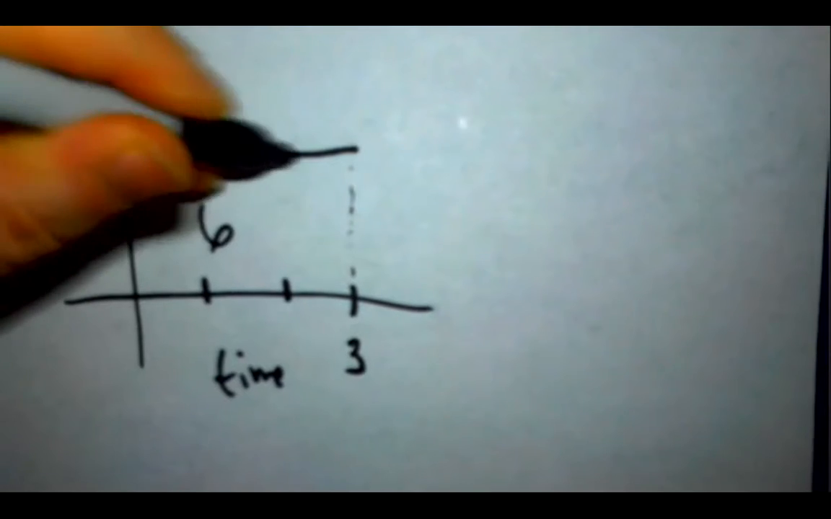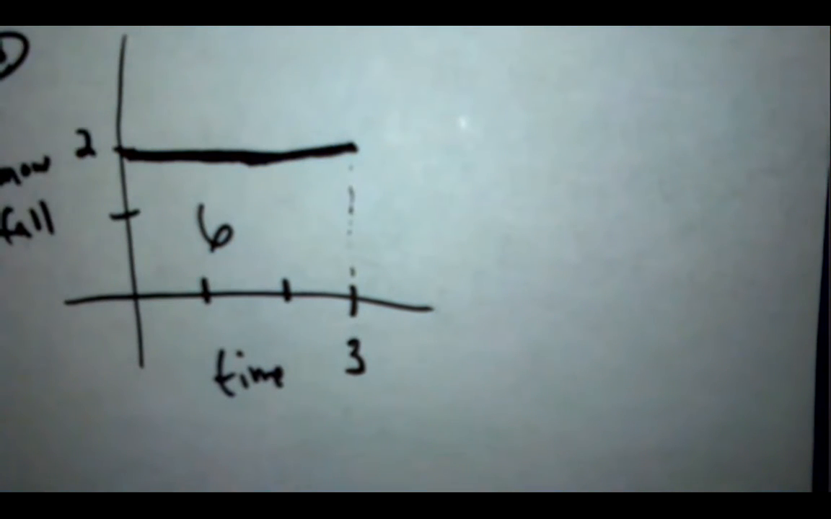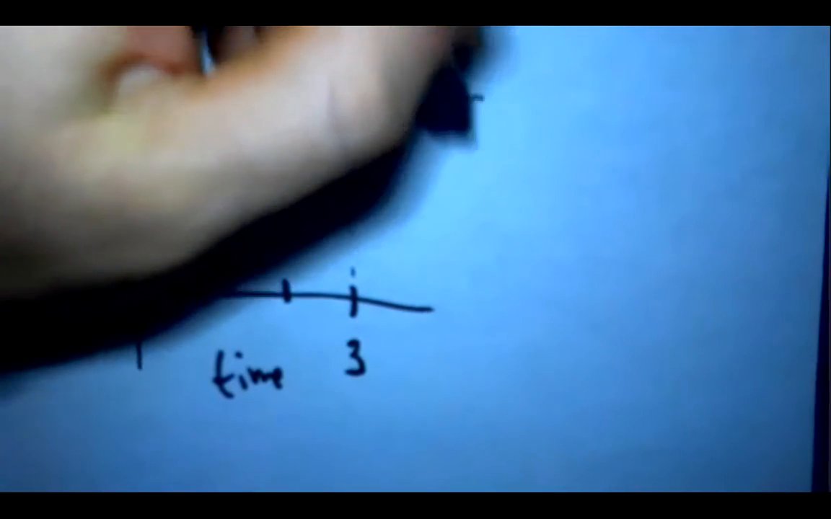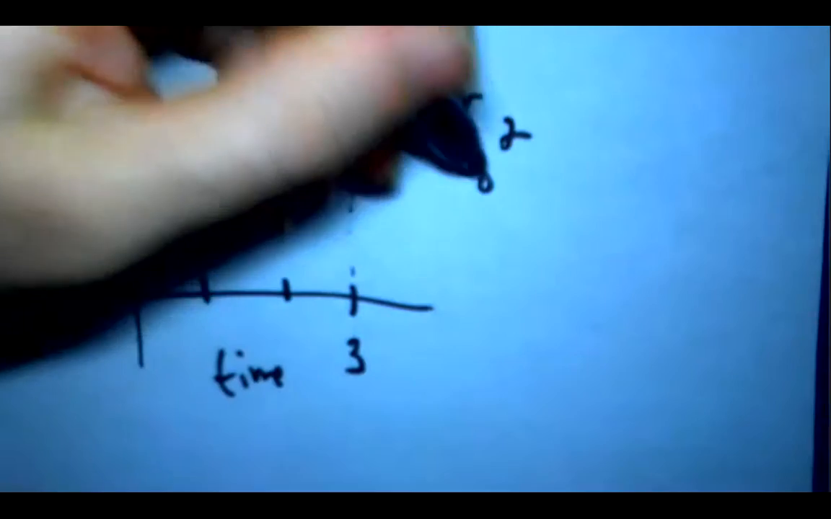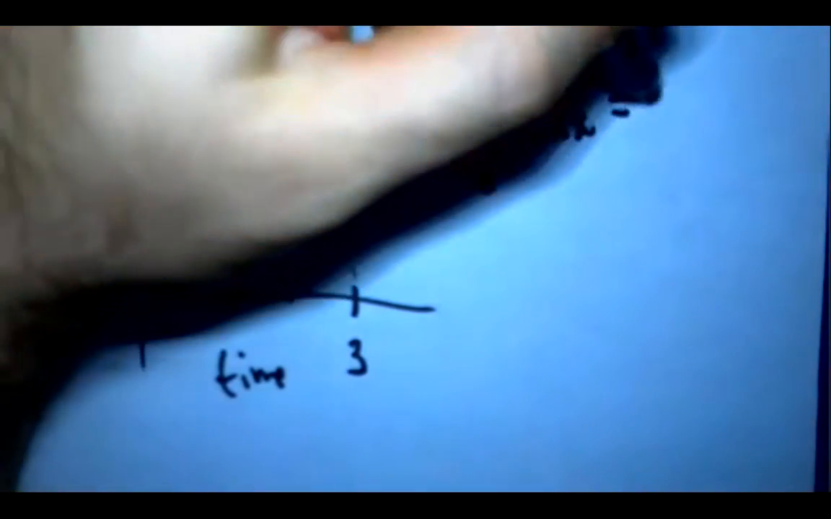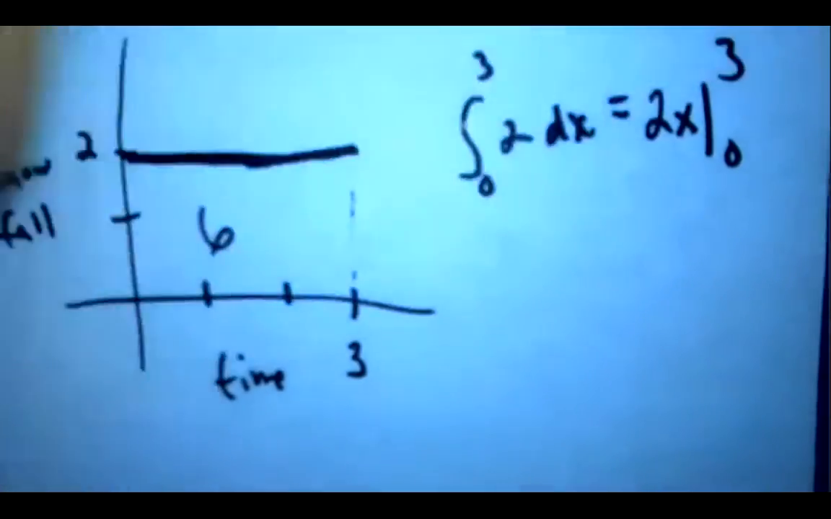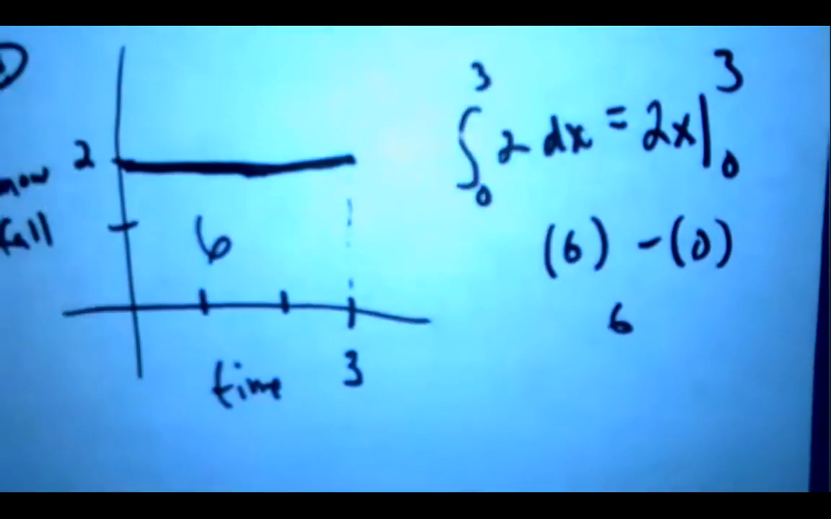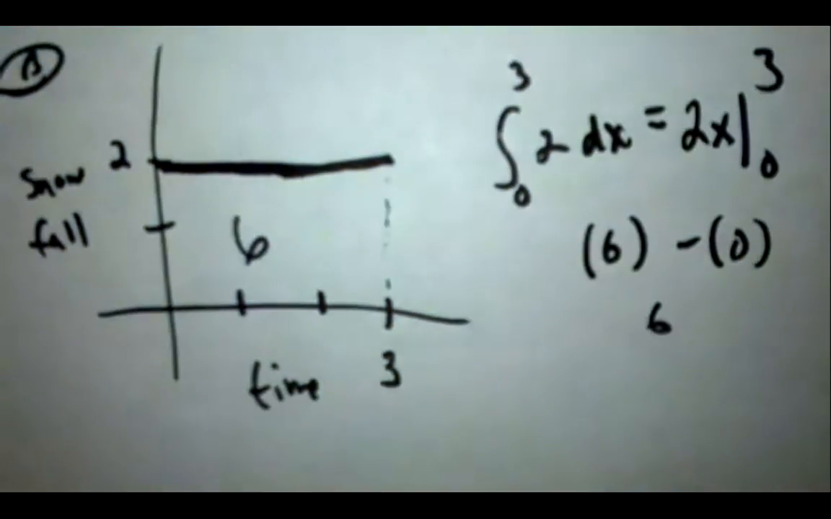Likewise, what's the equation of that horizontal line? Hopefully you're saying y equals 2. Now that we know how to integrate, if I integrate 2 from 0 to 3, what do we get? This would be 2x from 0 to 3. Plug in the bounds. I've got 6 minus 0. I've still got 6.